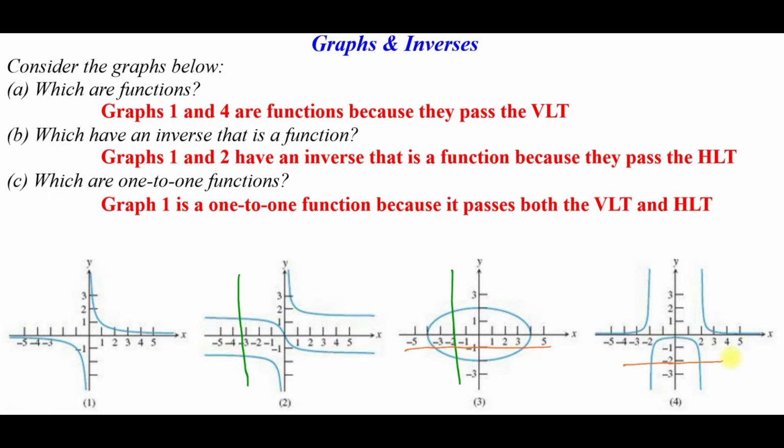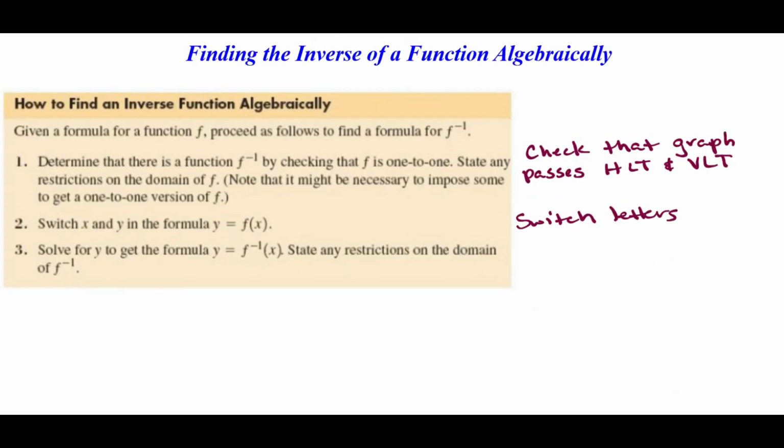So the only graph that is a one-to-one function is graph 1 because it passes both the horizontal line test and the vertical line test. So we want to be able to find the inverse of a function algebraically. So our rules are simply this.